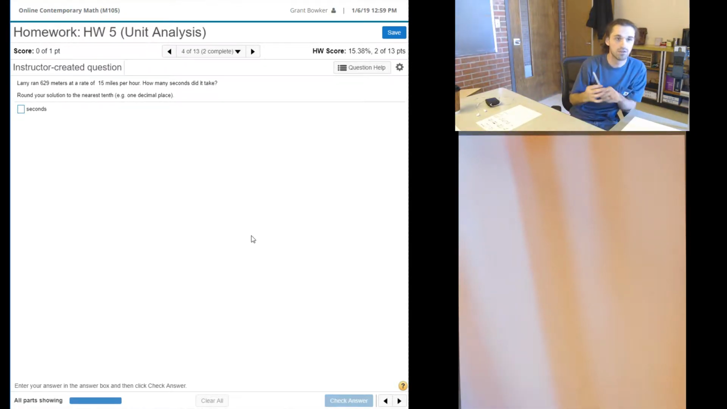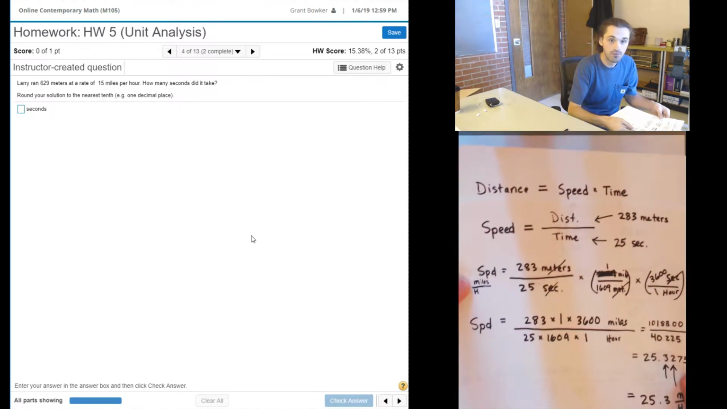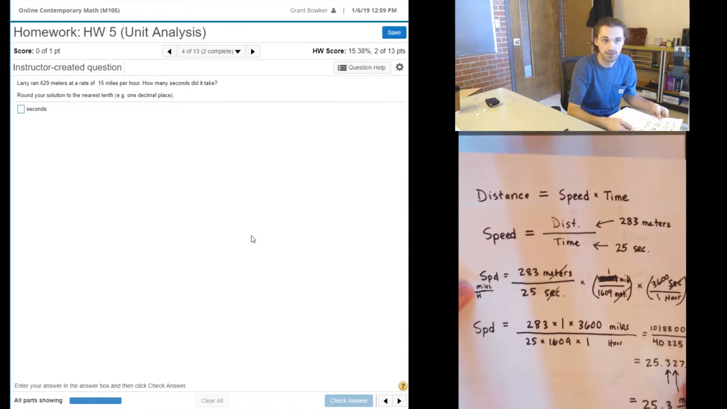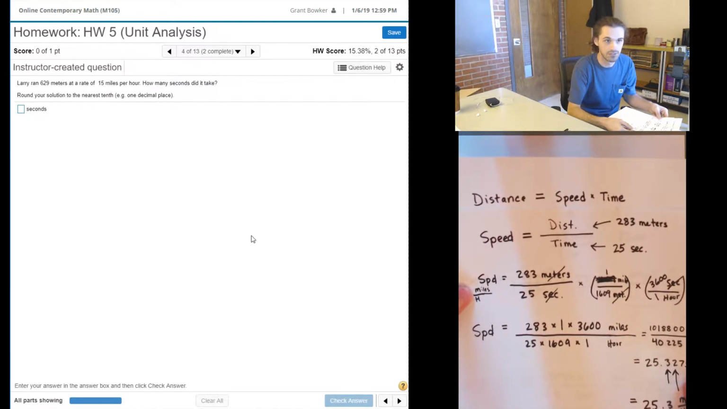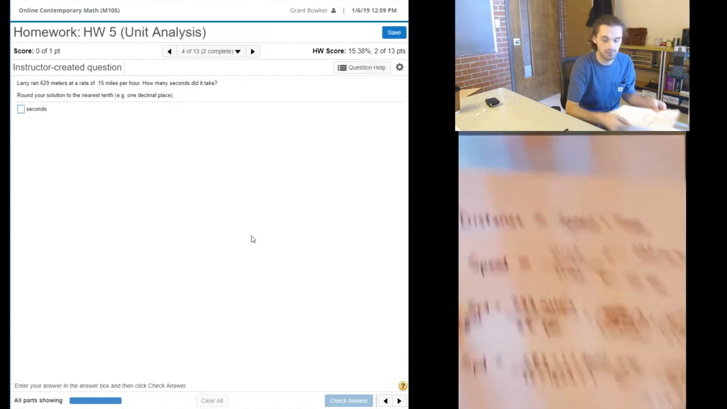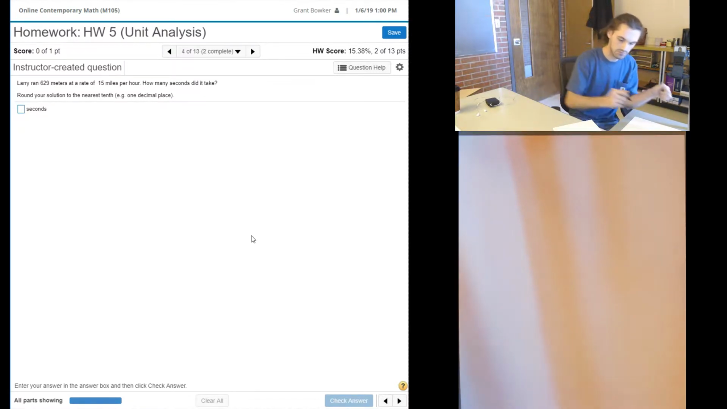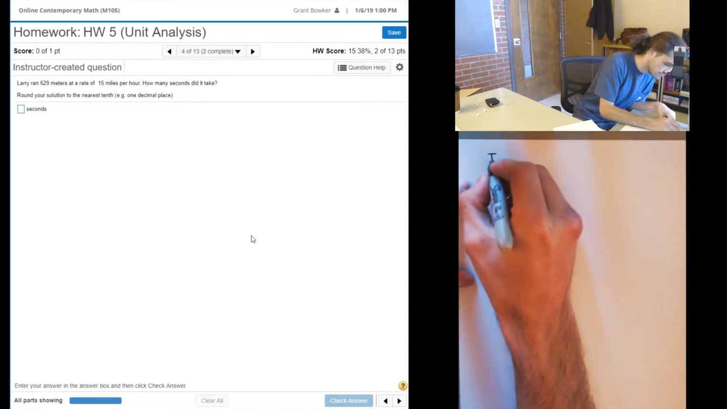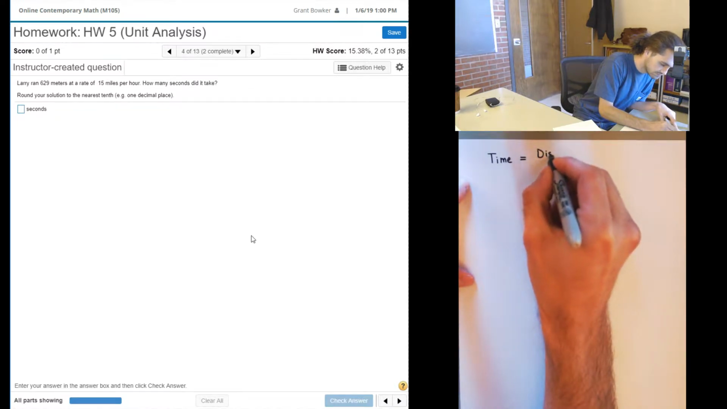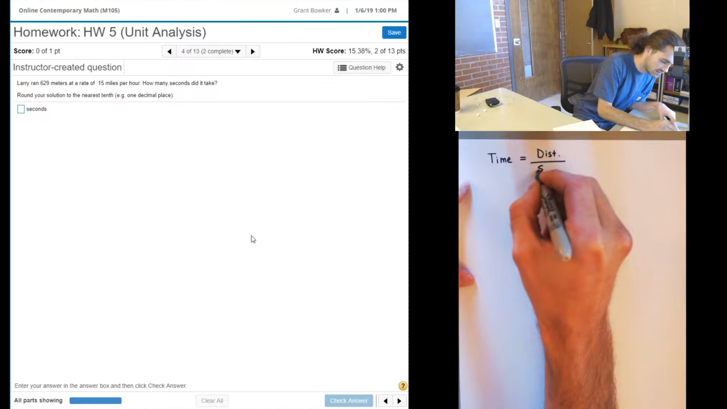Again, homework 5, question number 4. If you recognize from the last problems, we did distance equals speed times time, and speed equals distance over time. As you might imagine in this next example, we are going to solve for time. So, time equals distance divided by speed.